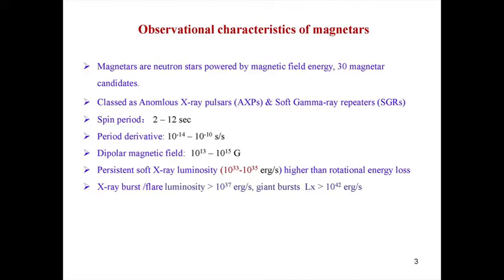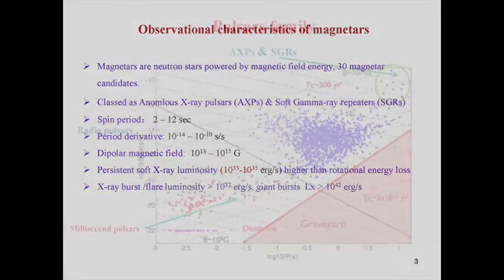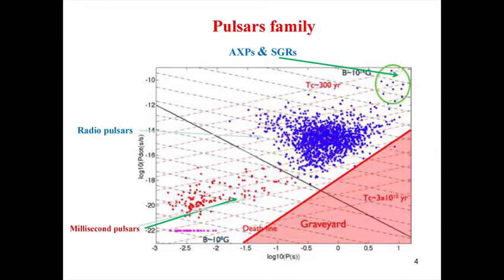Their persistent soft X-ray luminosity, or Lx, is higher than the rotational energy loss rate. Especially, Lx can be higher than 10^37 erg per second in magnetar bursts and higher than 10^42 erg per second in giant flares. This is the P-Pdot diagram of the pulsar family. Magnetars are located in the upper right, while the radio pulsars are clustered in the middle and the millisecond pulsars are distributed in the lower left of the diagram.